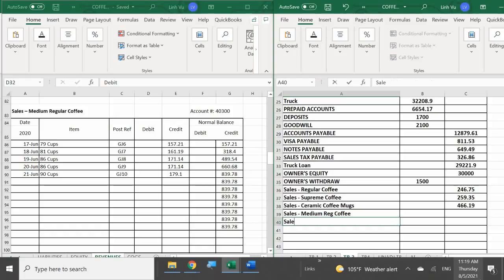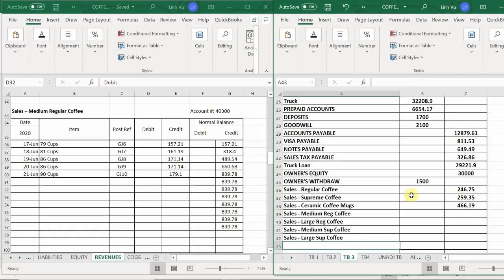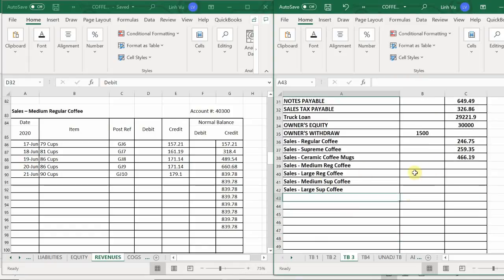Okay. We also have, I'm just going to go ahead and type them all up right now. Sales for large regular coffee. We got sales medium supreme coffee. And then we have sales large supreme coffee. Okay. Starting off with the very first one, what was the sales for my medium regular coffee?